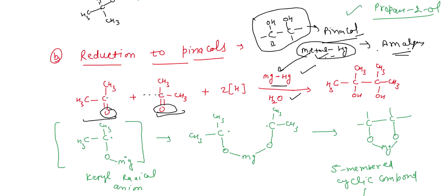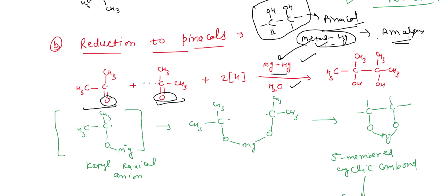By which mechanism are pinacols formed? Magnesium is acting here as the electron donor. It has two electrons and it will donate its electron to this oxygen, meaning it is forming a bond with this oxygen. And here is the pi bond. If we do homolytic fission, meaning when there is a bond between two atoms, their electrons get transferred like this way.